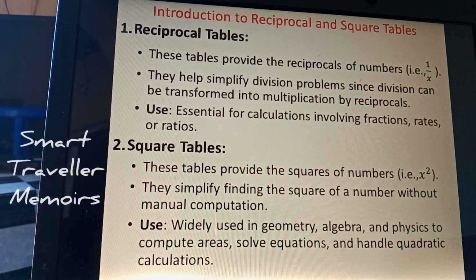Square tables. These tables provide the squares of numbers. They simplify finding the square of a number without manual computation. Therefore, widely used in geometry, algebra, and physics to compute areas, solve equations, and handle quadratic calculations.